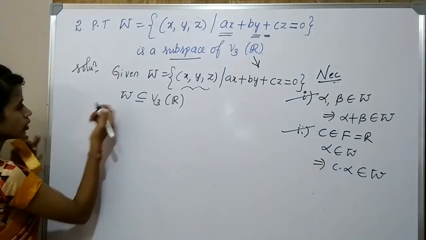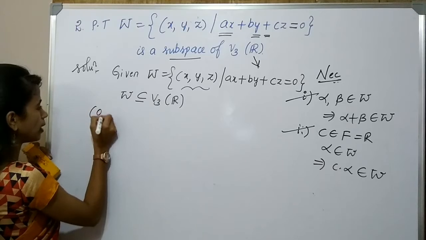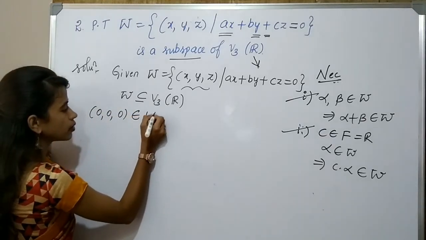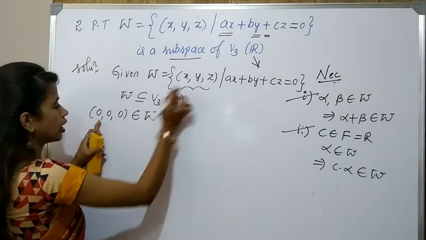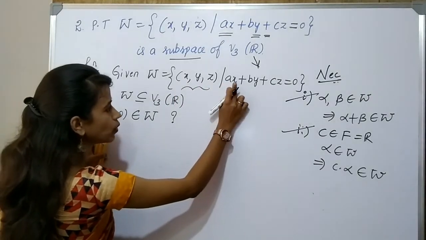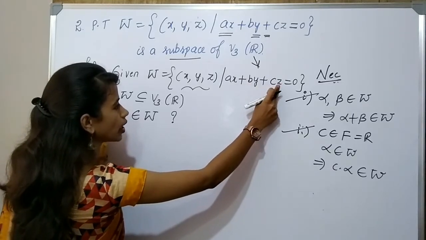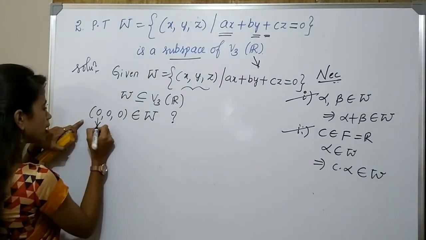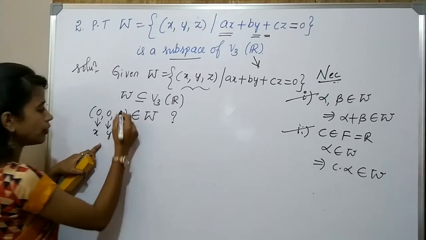So now, is it non-empty? Is W non-empty or not? For that I am taking (0, 0, 0). Does it belong to W? To be in W, what is the condition? That element must be a triplet, and also a times the first coordinate plus b times the second coordinate plus c times the third coordinate must sum to 0. Here in place of x we have 0, in place of y we have 0, and in place of z we have 0.